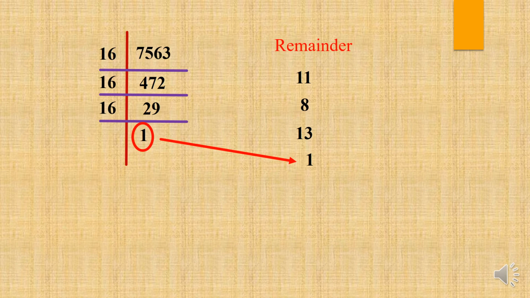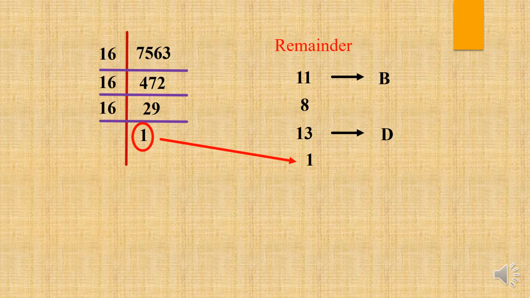And one more thing that we need to notice is that we need to see all those remainders whose value is greater than 9. So here 13: the value of 13 is equivalent to the alphabet D in the hexadecimal number system. And for 11, the value of 11 is equivalent to the alphabet B in hexadecimal.